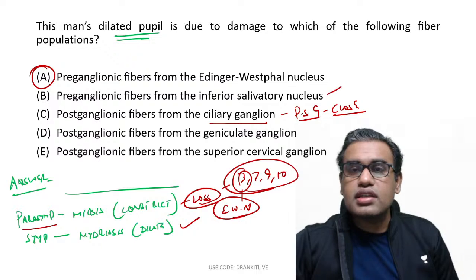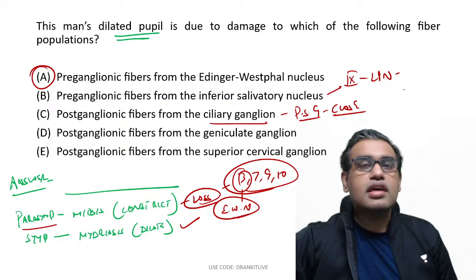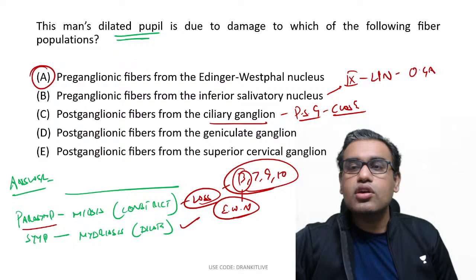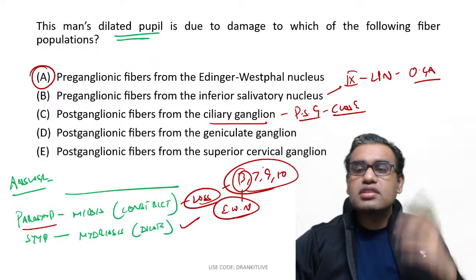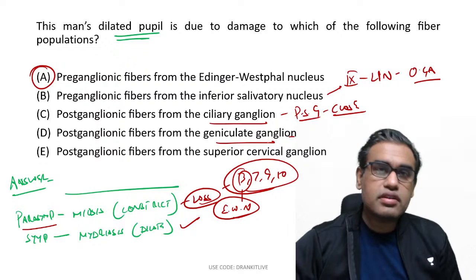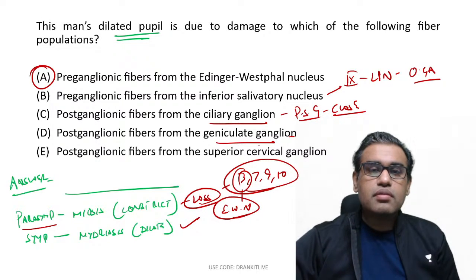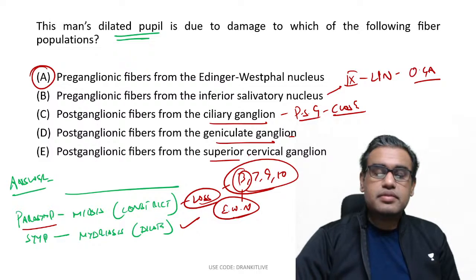Inferior salivary nucleus is for the 9th nerve, lesser petrosal nerve. It will be for the otic ganglion, parotid secretion. Geniculate ganglion is for your facial nerve, that is again for the pterygopalatine ganglia. Postganglionic for this is for sympathetic.